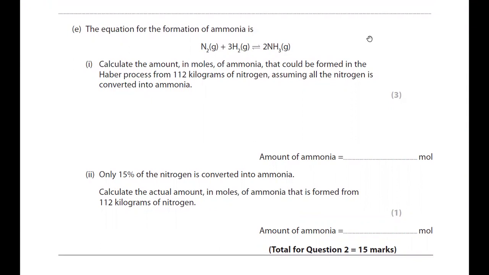Now they're saying the equation for formation of ammonia is this. Calculate the amount in moles of ammonia that could be formed in the Haber process from 112 kilograms of nitrogen, assuming all nitrogen is converted into ammonia. So all nitrogen is being converted into ammonia. You have 112 kilograms of nitrogen, and you have to calculate the moles of ammonia.